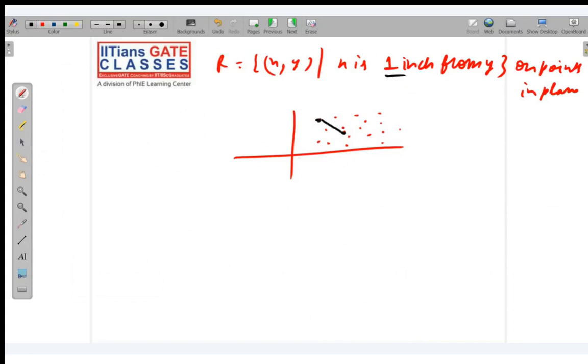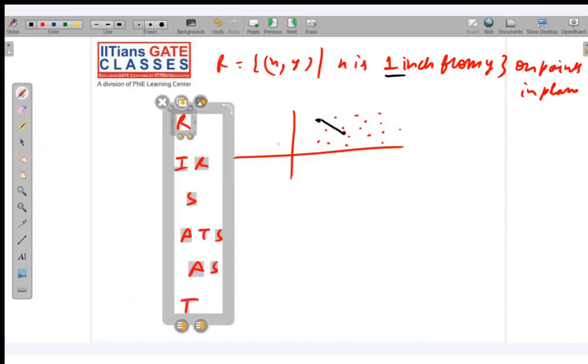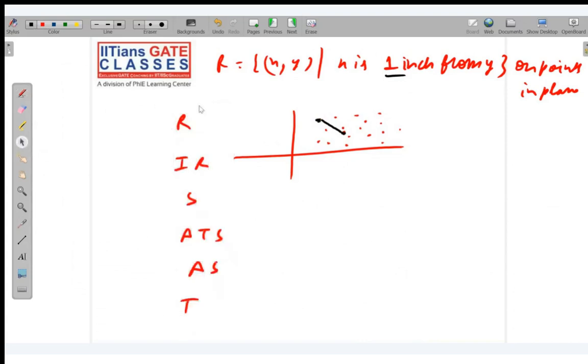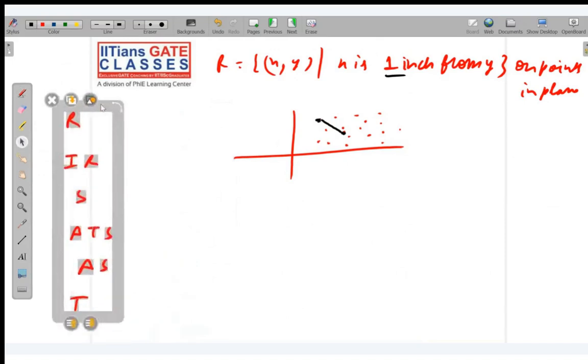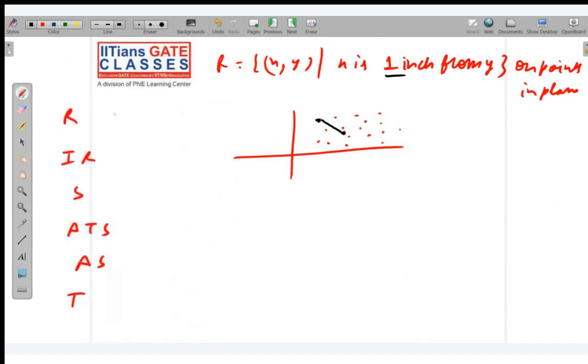Okay, so now we will check all the things one by one: reflexive, irreflexive, and so on. Yes. So please tell me, is it reflexive?